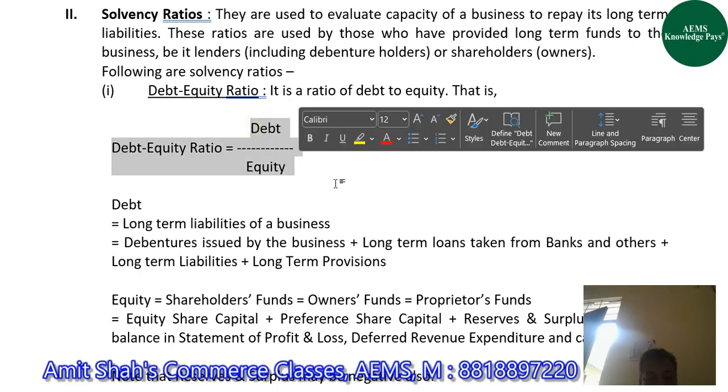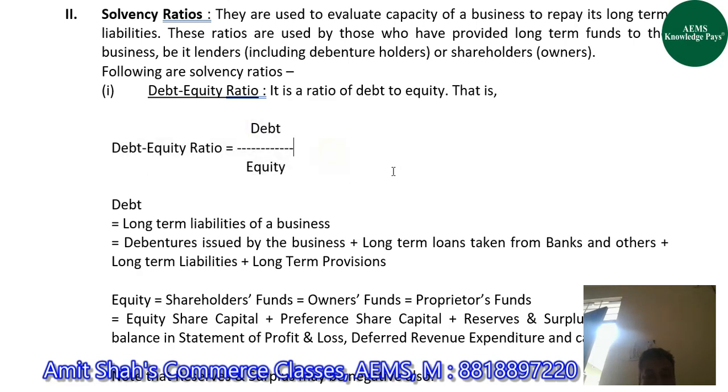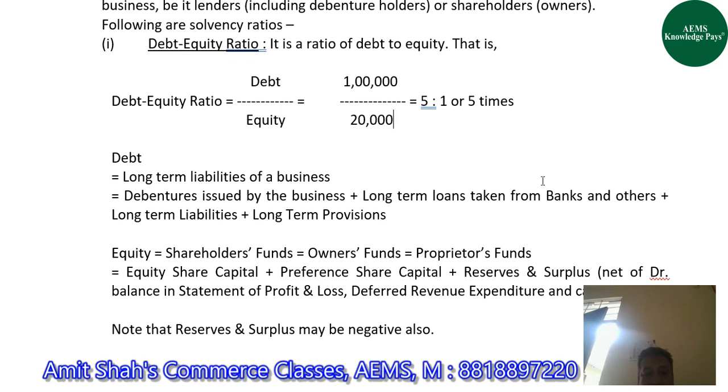This ratio can be more than one even. That is, if total debt is 1 lakh, whereas total equity is only 20,000, then this ratio would be 5 is to 1 or 5 times. Have you understood what I explained, guys, or not?